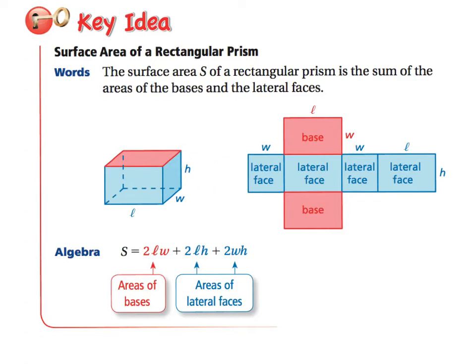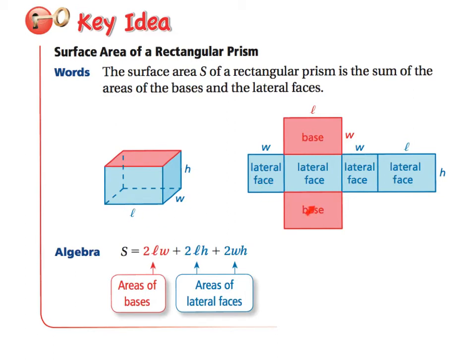So, here we go. The surface area of a rectangular prism is the sum of the areas of all the bases, these two bases, and the lateral faces. Now, there is a specific formula, if you want to use it. Before we look at the formula, let's look at our rectangular prism here.